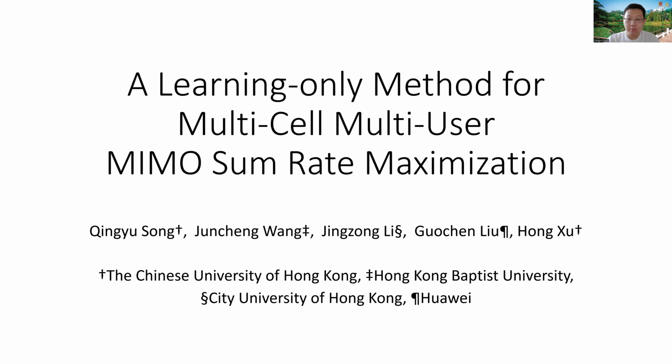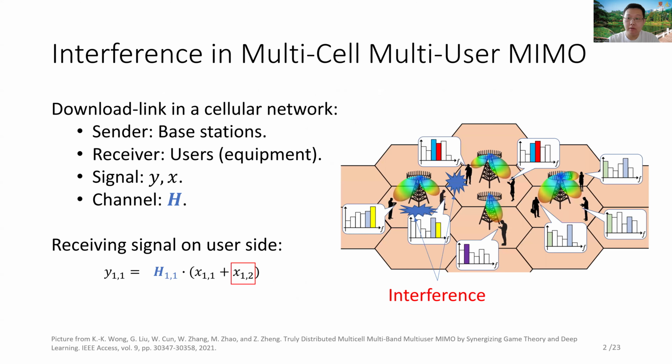We achieve a learning-only method for solving the multi-cell, multi-user MIMO sum rate maximization problem. First, let me give a short introduction of our background. We would like to reduce the interference in multi-cell, multi-user MIMO communication systems.